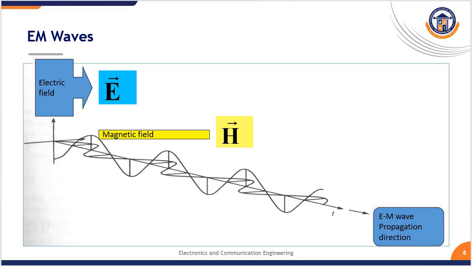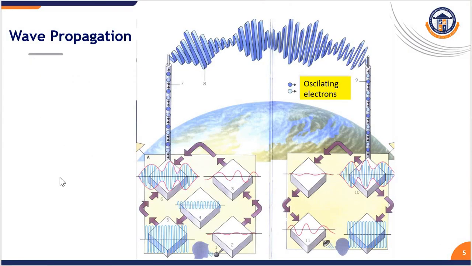This is the wave propagation direction. This is wave propagation. This is line of sight propagation. There are two towers. Each will be contacting with each other.